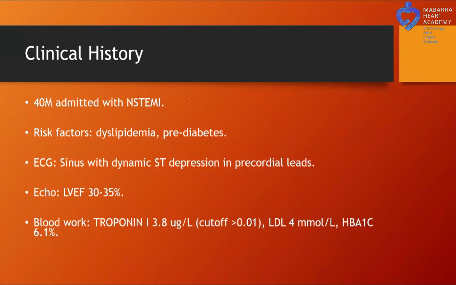Okay, so this is an example of a clinical case. This is a 40-year-old gentleman who presented with an NSTEMI. Risk factors include dyslipidemia and prediabetes. His ECG showed sinus rhythm with dynamic ST depression in the precordial leads. He had an echocardiogram which showed an ejection fraction of 30 to 35%. His blood work showed high troponin. LDL was 4, hemoglobin A1C was 6.1.